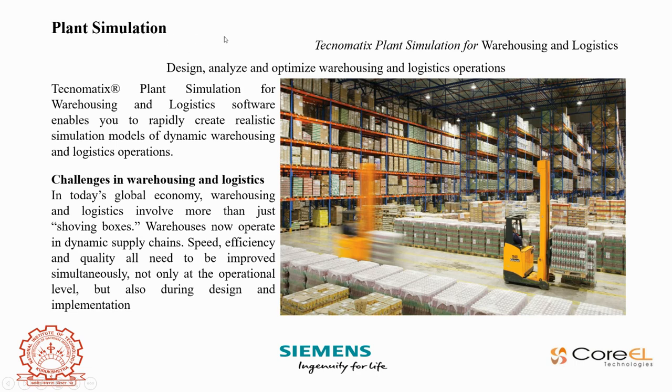Third, plant simulation is also capable of doing improvements in warehousing and logistics. Warehousing and logistics is nothing but this: once the output is ready, and I have some 10,000 parts of output, where do I need to store them, and how do I need to dispatch them? Whether I need to dispatch first in, first out, or first in, last out, what is the procedure I need to adopt or follow for delivering those products?